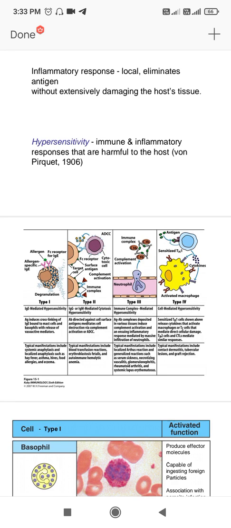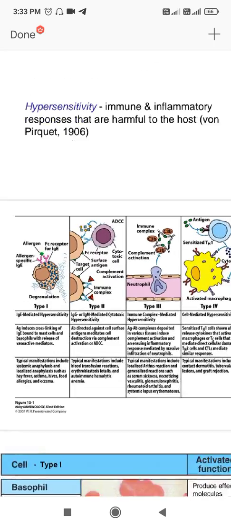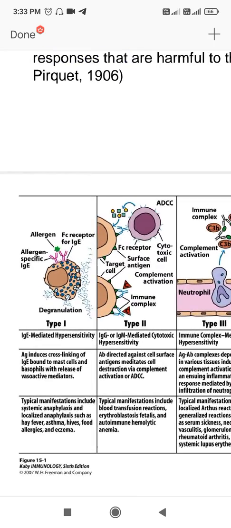Different types of hypersensitivity are classified as type 1, 2, 3, 4, depending upon the response shown by the vertebrate body. Immediate type of hypersensitivity comes under type 1, 2, 3, and delayed type of hypersensitivity comes under type 4. So these are the images showing the different types of hypersensitivity.